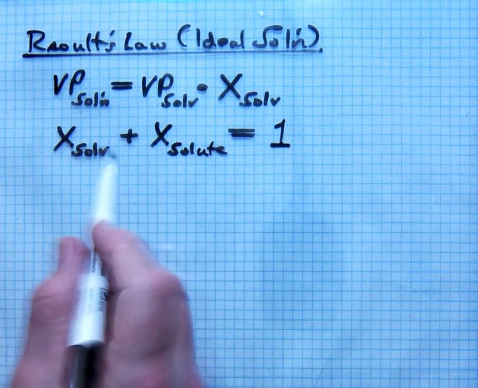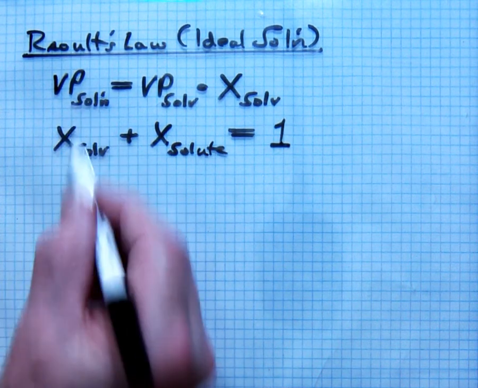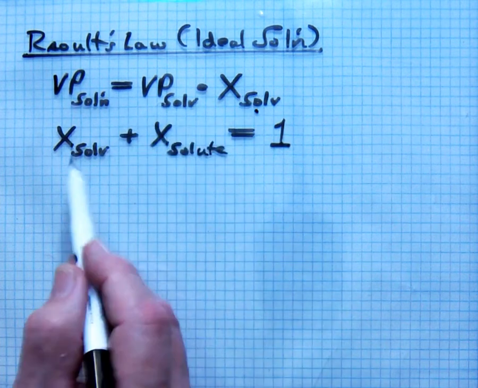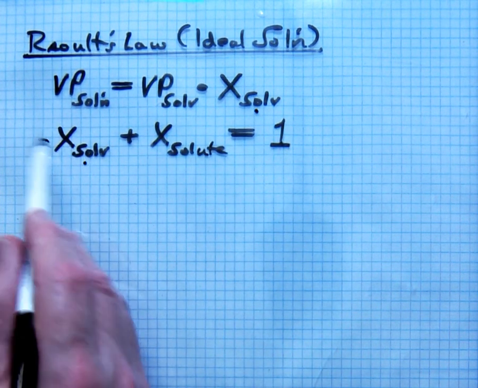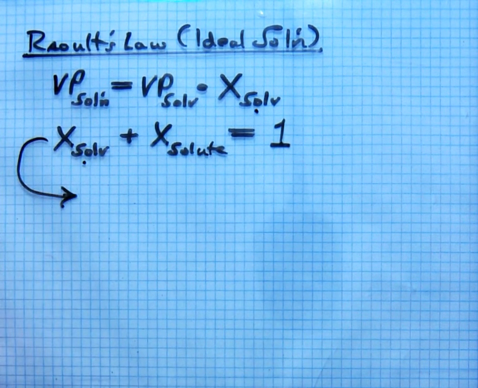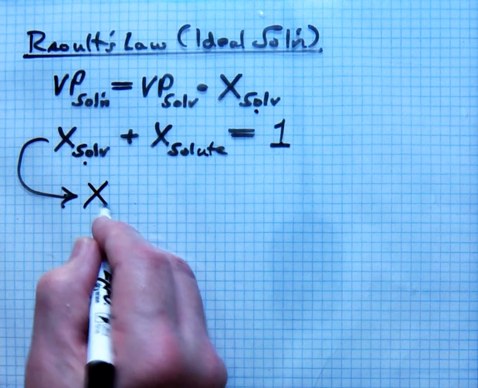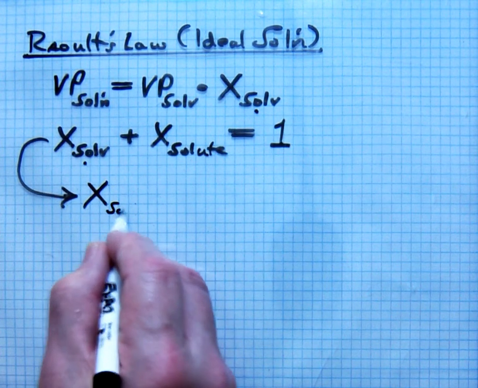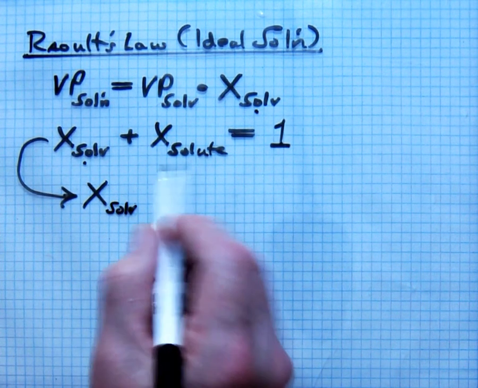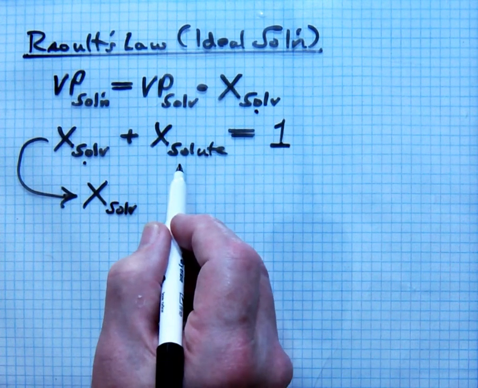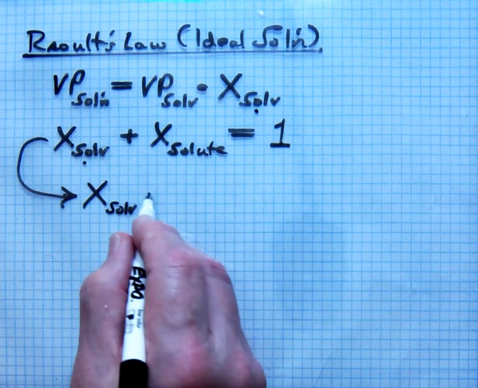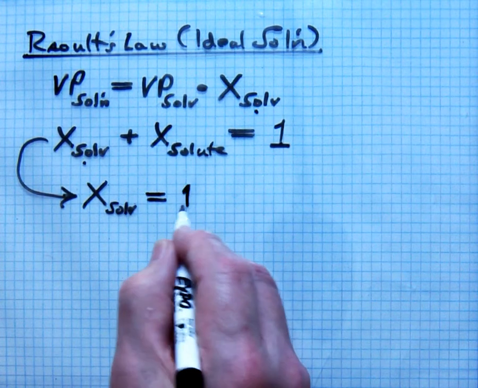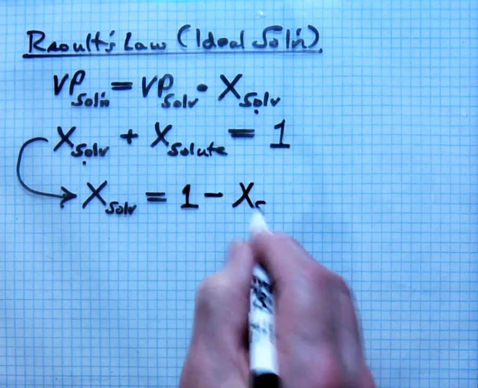Okay, now if I take this as a simultaneous relationship, and now I have mole fraction of solvent here and mole fraction of solvent here, then I can take this equation and solve for solvent, and then substitute what's left into the equation. I'll have it in terms of solute. So if I subtract mole fraction of solute from both sides of this equation, the mole fraction of solvent will equal 1 minus the mole fraction of solute.